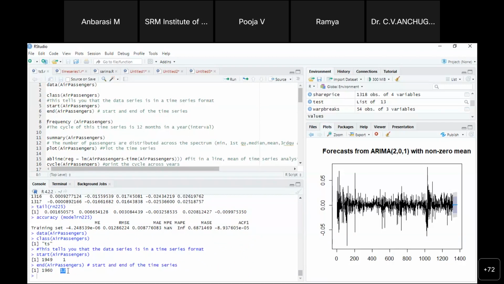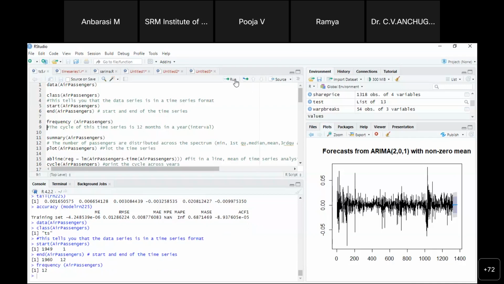The end date, the month is 12 months. Okay, so starting from first month to 12th month. Starting year is 1949 to 1960s. After that, what we are going to do, we are going to check the frequency. How many months are we having? 12 frequency we are having. 12 months we are having.